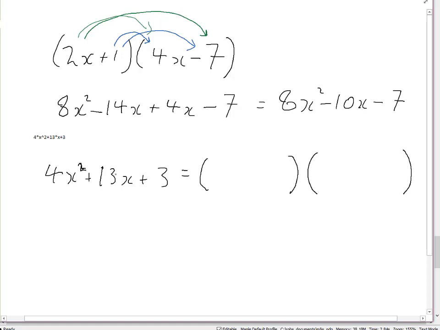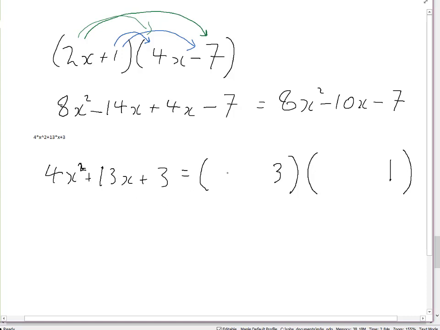Because we know we want to get this 4x squared and this 3 here. I think in this one, because there's only one way to get 3, you can have a 3 and a 1. So 3 could be 1 times 3 or 3 times 1. There's no other way of doing it. Then here and here I could have 2x and 2x or 4x and 1x. But I want to get to 13x.